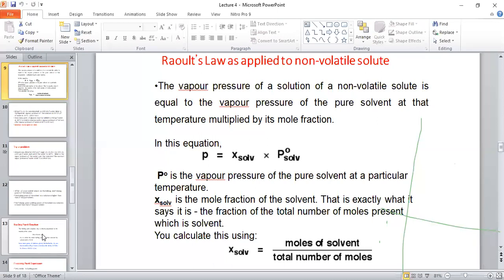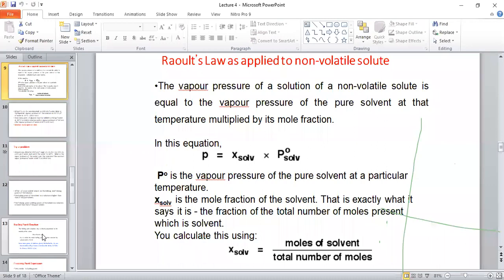This is the equation. It's different from that of volatile mixtures, where you have different components coming together and their partial pressures. So P0 is the vapor pressure of the pure solvent at a particular temperature. So X solvent here is the mole fraction of the solvent. That's exactly what this says: the fraction of the total number of moles present which is that of solvent. You calculate it using this equation.